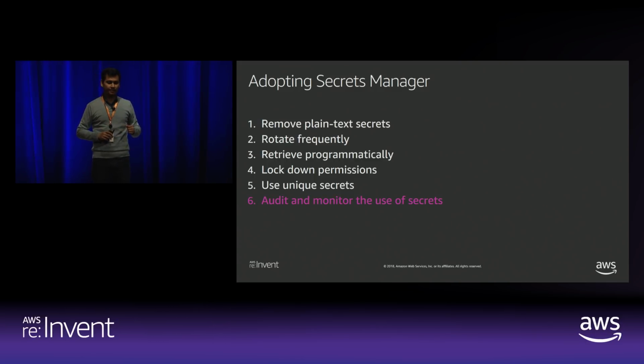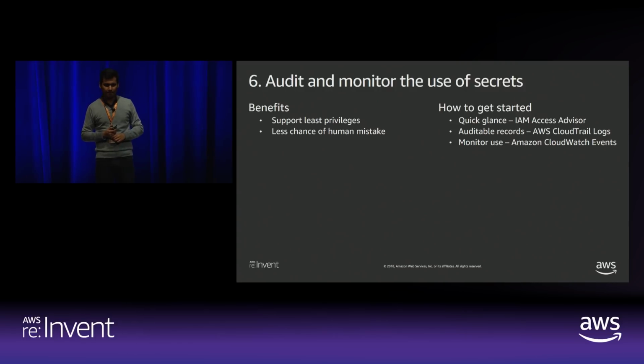Right, finally, talking about auditing and monitoring the use of your secrets. If you want a quick glance at who's using Secrets Manager, you can simply use IAM Access Advisor. If you want more detailed records of who went in and who did what with Secrets Manager, well, use CloudTrail. Now, because CloudTrail integrates with the entire AWS ecosystem, it also gives you the ability to see how your secret was used once it was retrieved from Secrets Manager.